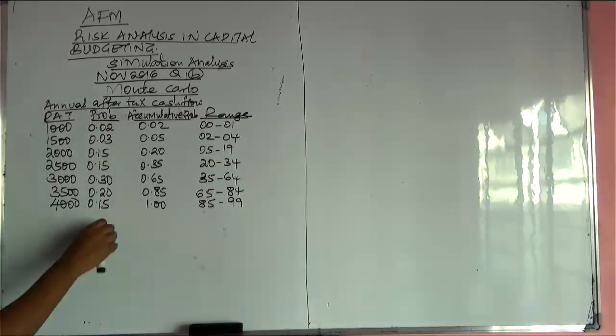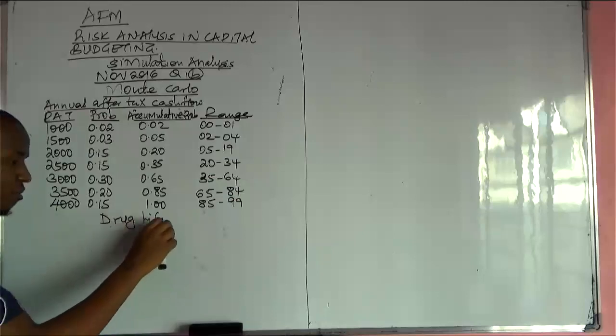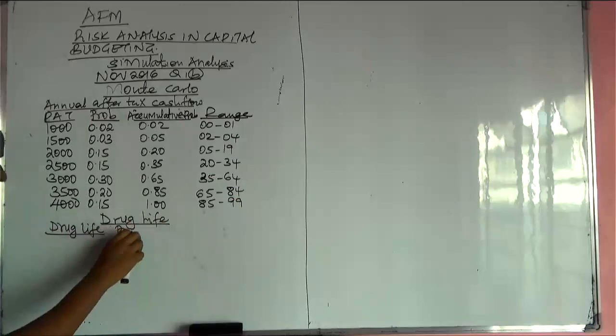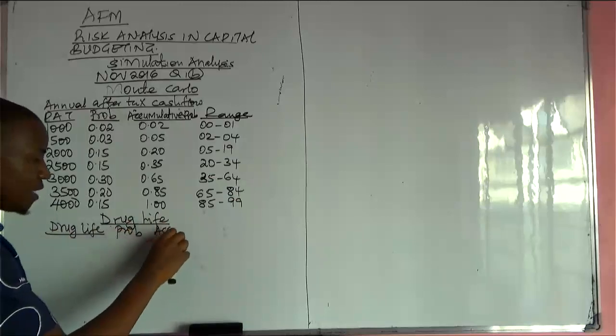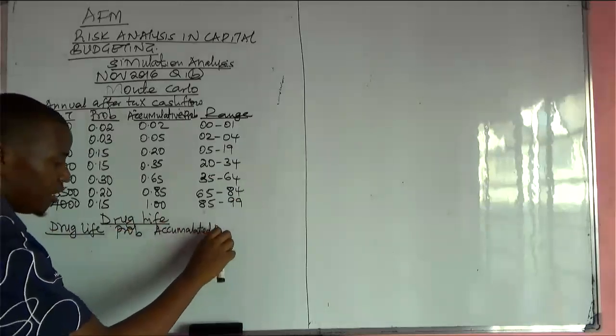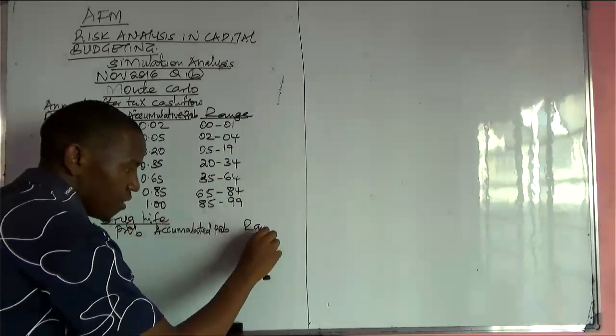Then we also go to the other one for the project life. We also do the same. So I will have the project life. We also have their probability, right? We'll also have the accumulated probability. And then we'll also have the range.